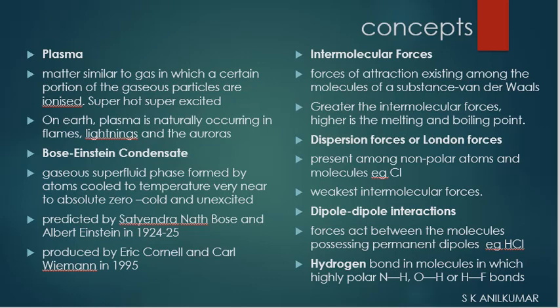Plasma is similar to gas, but it is super hot and super excited because some particles are ionized. What is ionized? It becomes ion. What are ions? Cation and anion. What is cation and anion?